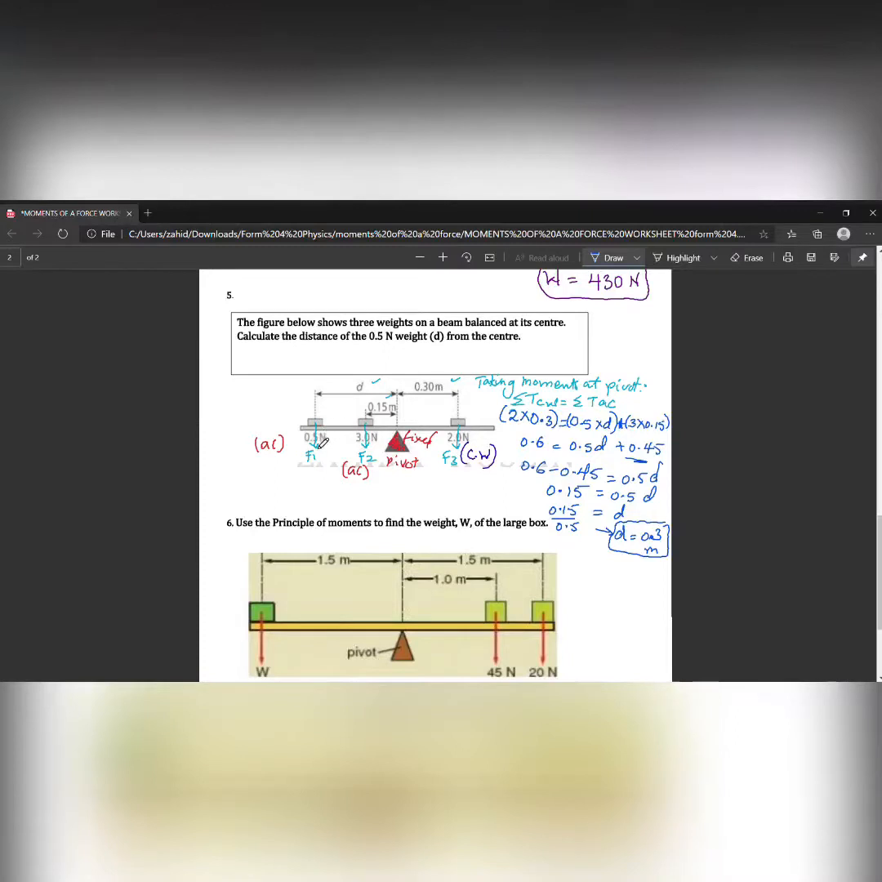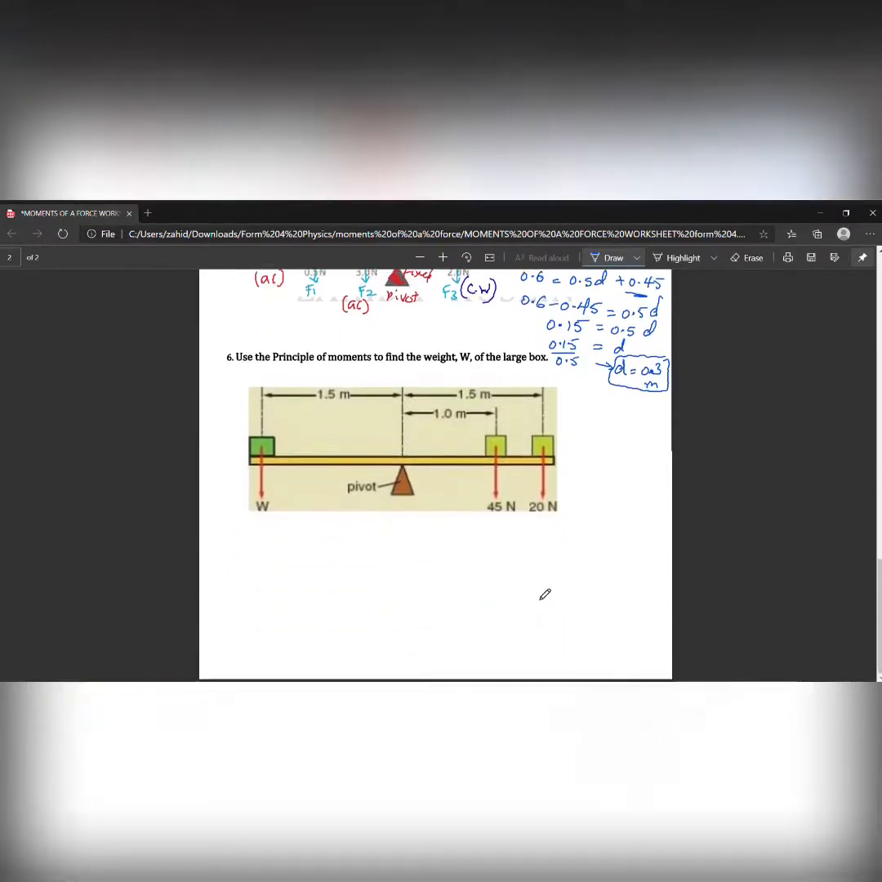What you can do is plug in 0.3 back as D1, multiply it by 0.5, and add it to the product of F2 and its distance, and you will be able to get the product of what we had on our right hand side, our clockwise force, or clockwise moment more specifically. Okay, and here is our final question.